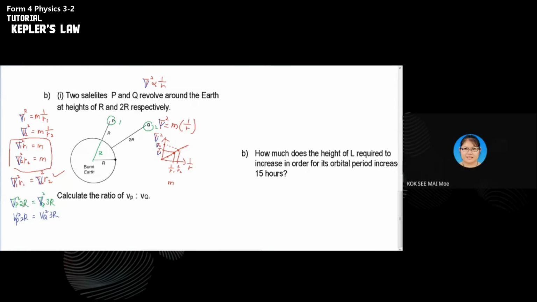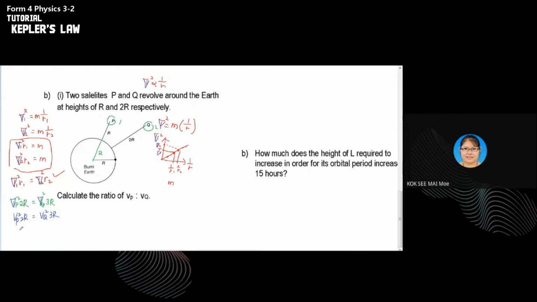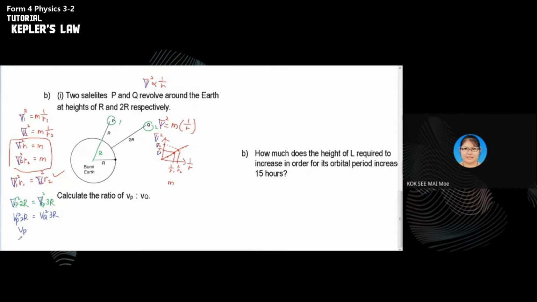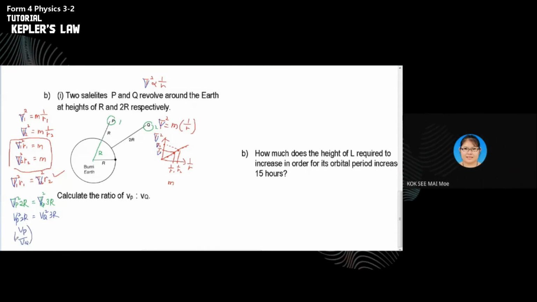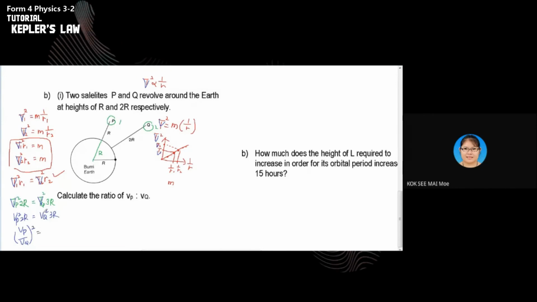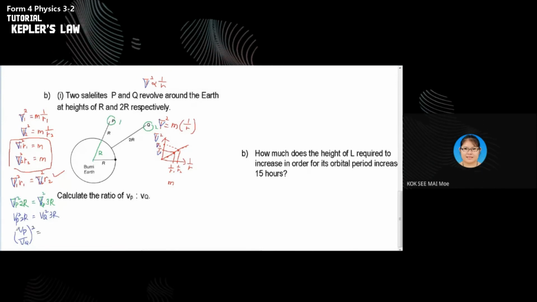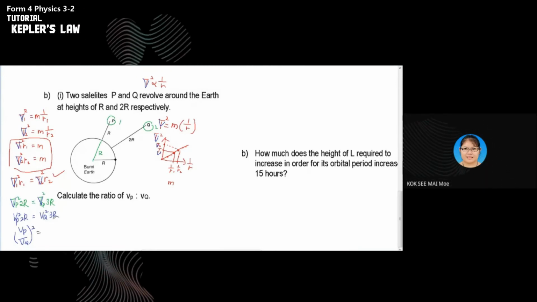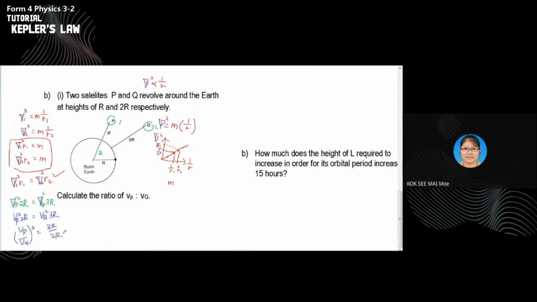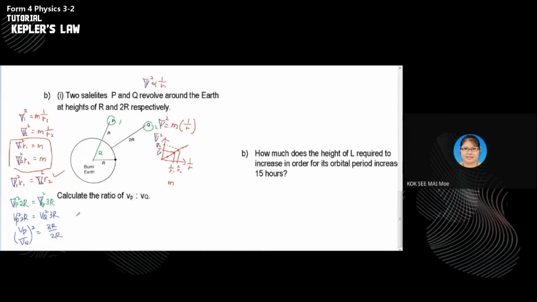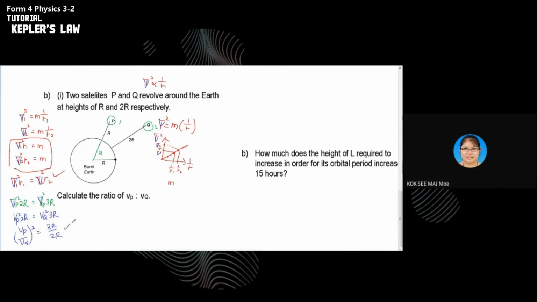Now we continue with VP over VQ. This one has a square, this one also has a square, so the total is squared. Equal, because you pulled VQ down, this 2R must go to the other side. So 3R over 2R. Okay, until here. Okay or not?